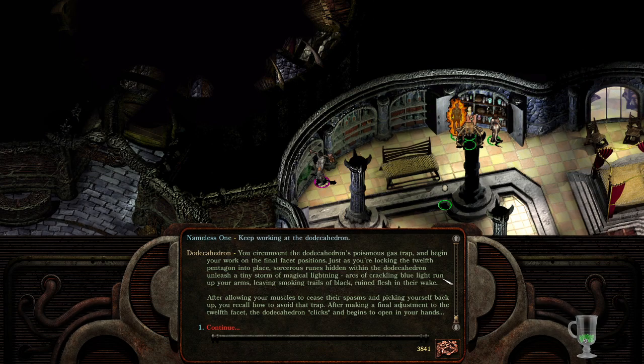You circumvent the dodecahedron's poisonous gas trap and begin your work on the final faucet positions. Just as you're locking the 12th pentagon into place, sorceress runes hidden beneath the dodecahedron unleash a tiny storm of magical lightning. Arcs of crackling blue light run up your arms, leaving smoke trails of black, ruined flesh in their wake. After allowing your muscles to cease their spasms and picking yourself back up, you recall how to avoid the trap. After making a final adjustment, the 12th faucet, the dodecahedron clicks and begins to open in your hands.